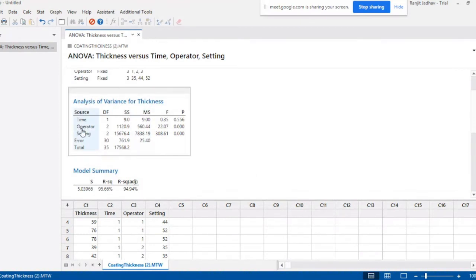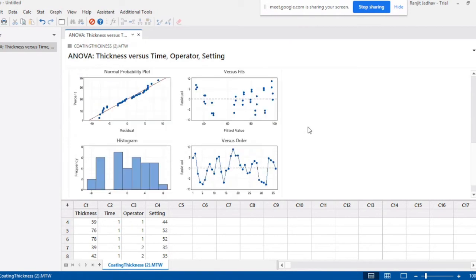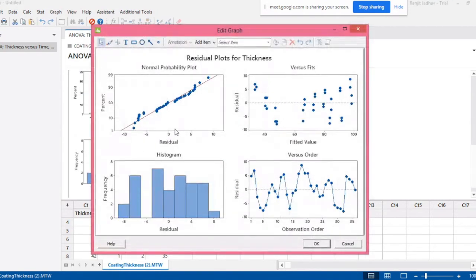So here we can see operator and setting are significant, whereas time is not significant, because the time p-value is 0.556. Operator, it is 0.000, and setting also it is 0.000. And R square, you can see it is 95%. Okay.